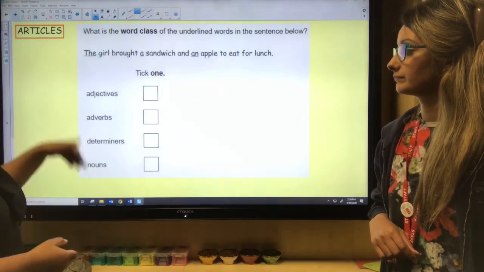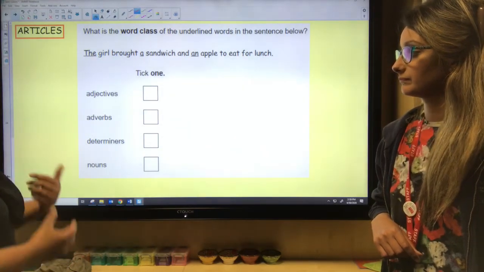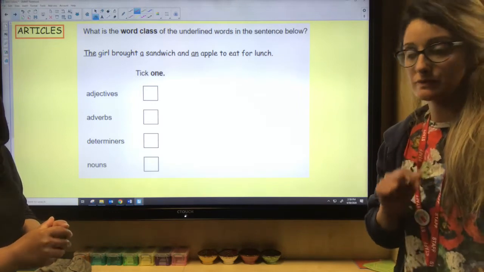So we've got 4 options. We've got adjectives, adverbs, determiners and nouns. Which one will it be? Pause the video. Have a go.